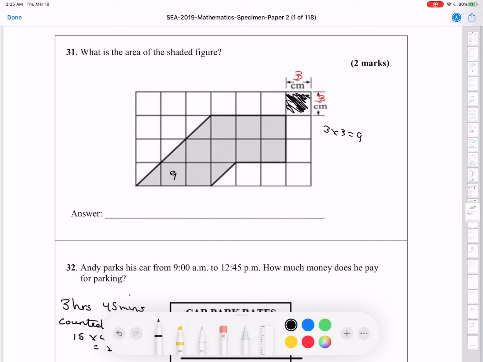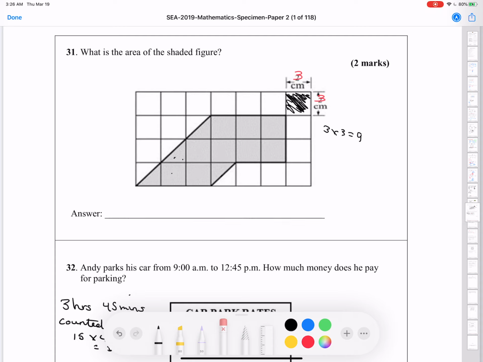So 9, 9, 9, 9, 9, 9, 9, 9. These two come together to make 9. These two come together to make 9. Alright, so how many 9s do we have there? 1, 2, 3, 4, 5, 6. Did I include this one? There's a half. 1, 2, 3, 4. Alright, so let's count again. I'm erasing that.